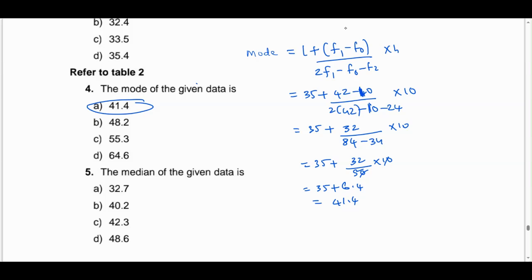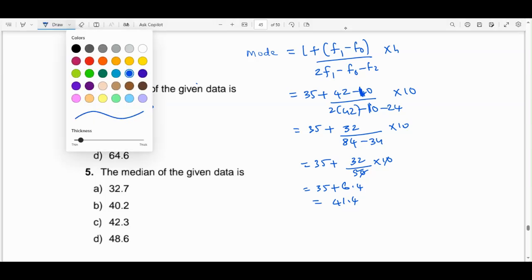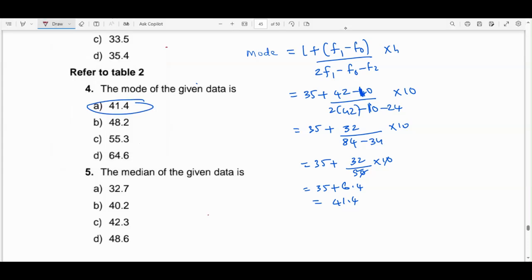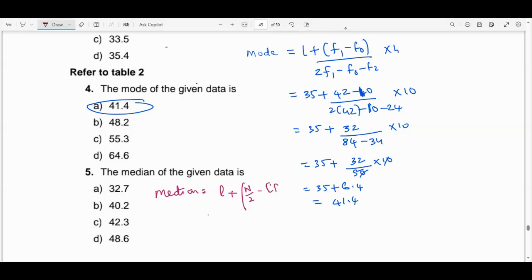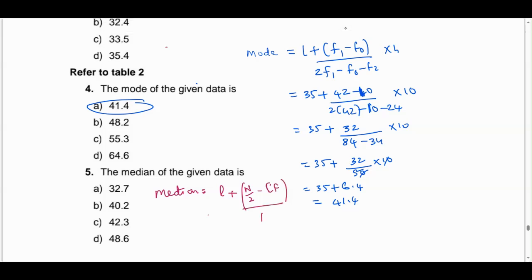Then the median of the given data. We have to find the median. What is the formula we have for the median? The median formula is L plus n by 2 minus CF, cumulative frequency, divided by f into h. So we don't have the cumulative frequency, we have not found it yet. We'll find the cumulative frequency for table 2.